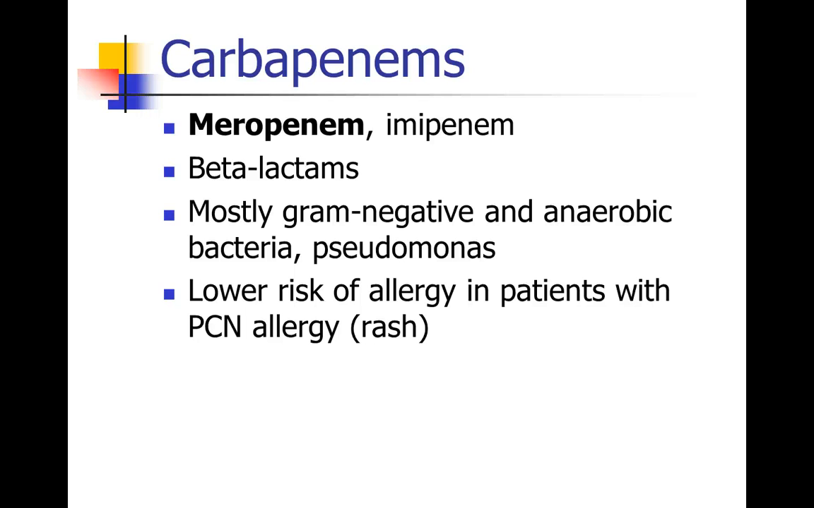Finally, carbapenems, like meropenem or imipenem, are also beta-lactams. They work primarily against gram-negative bacteria, anaerobic bacteria, and Pseudomonas. And they seem to have a lower risk of allergy in patients who have a penicillin allergy. And so if they have a rash or something like that, it would be safe to give a carbapenem, just like a cephalosporin.